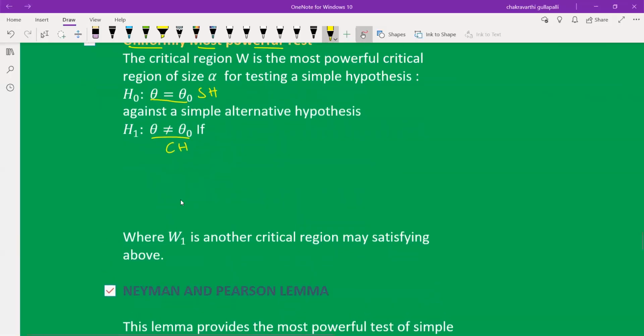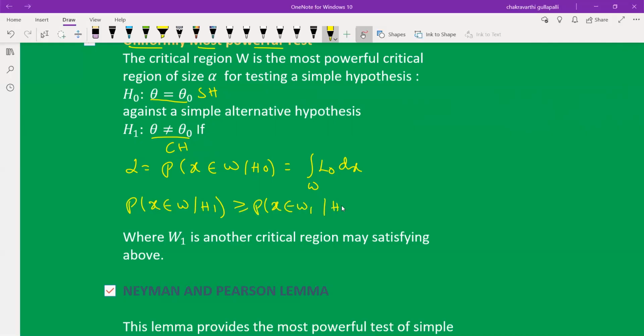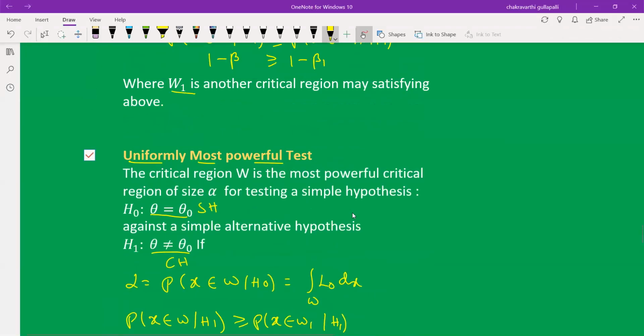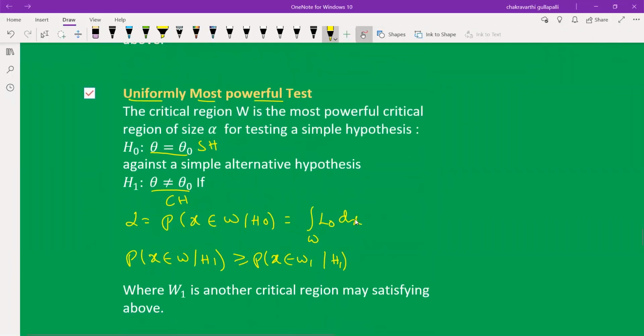So now W1 here is the same thing. Alpha is equal to the probability of X belongs to W under H0, in terms of multiple integrals, the integral over W of L0 dx. The probability of X belongs to W under H1 is greater than or equal to the probability of X belongs to W1 under H1. Now this is 1 minus beta is greater than or equal to 1 minus beta 1.